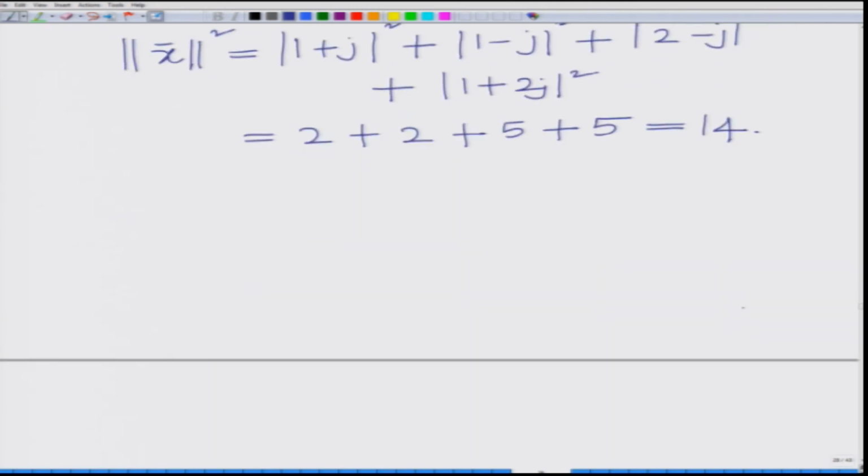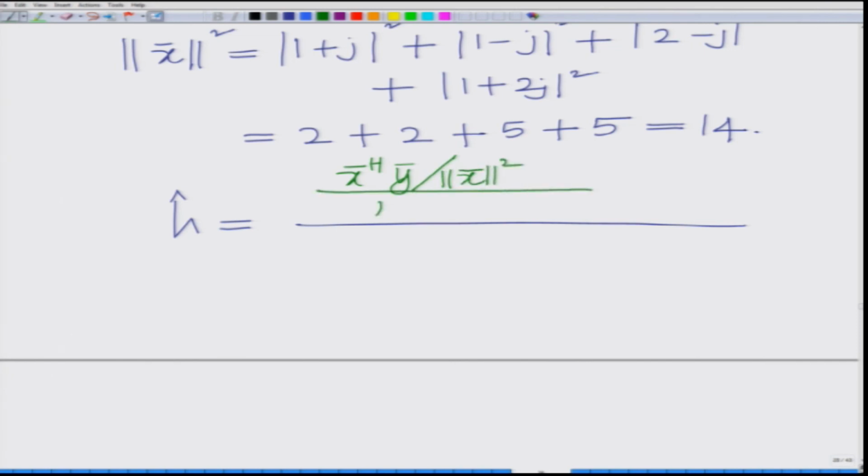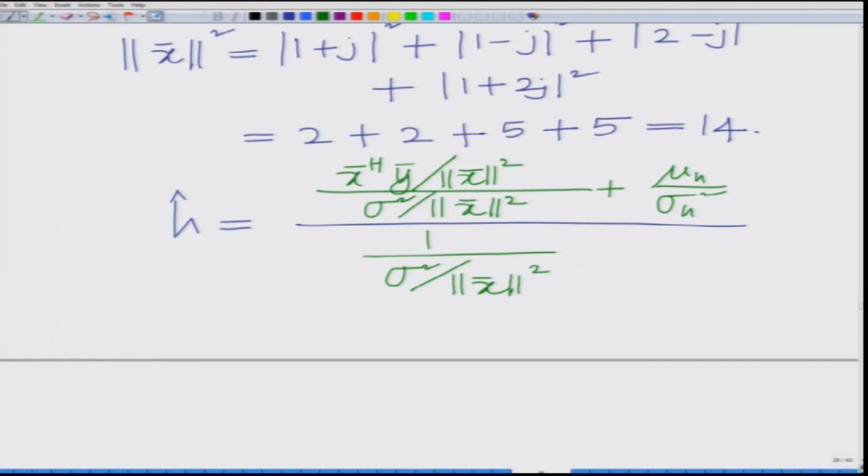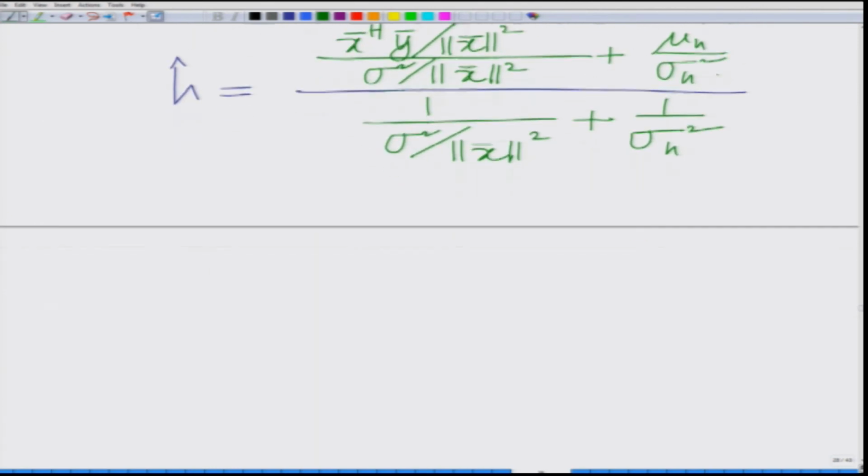And therefore, our ML or MMSE estimate H hat equals, let us write this expression again once: x bar Hermitian y bar divided by norm x bar square, divided by sigma square by norm x bar square, plus the prior mean mu h divided by sigma square, divided by 1 by sigma square divided by norm x bar square plus 1 divided by sigma h square. Now substitute the various quantities that we have calculated above.